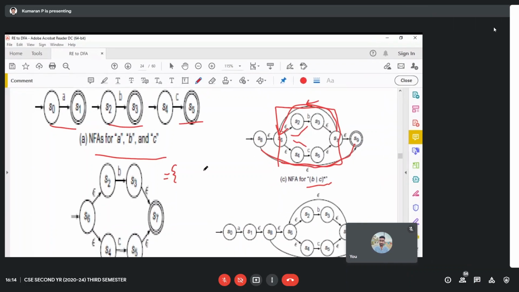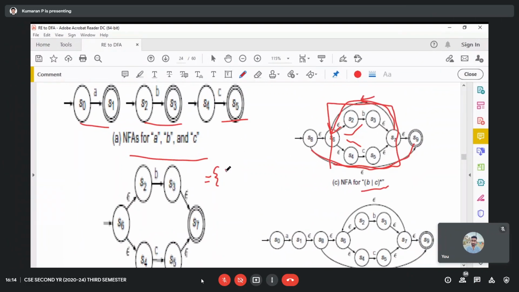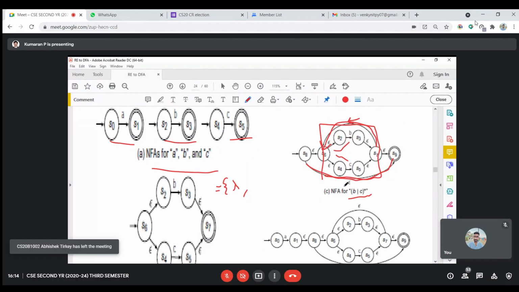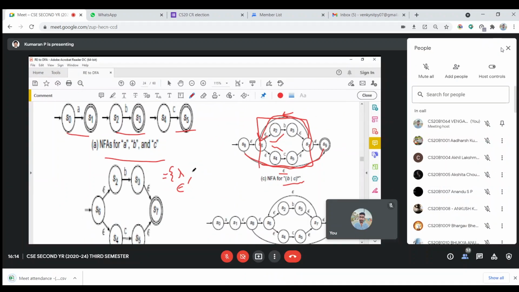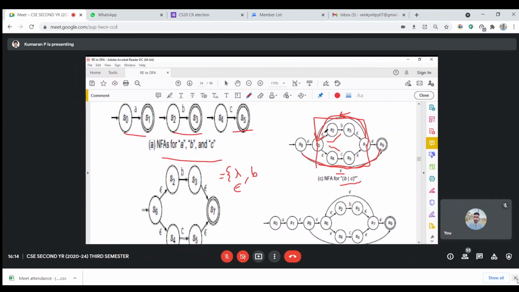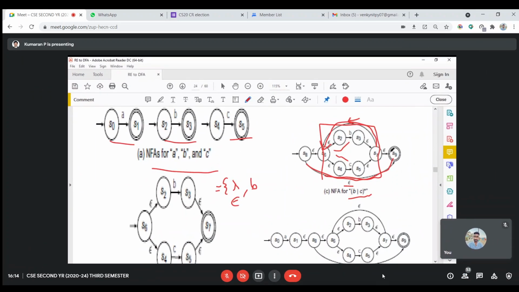Okay, so I'll tell you. (B or C) whole star. Star means lambda is also accepted. So yes, this is the starting state. Reading lambda, or epsilon, I can reach the final state. Single B is accepted: epsilon, epsilon, single B, epsilon, epsilon. Single C is accepted: epsilon, epsilon, C, epsilon, epsilon. Two times B is accepted. How? Epsilon, epsilon, B, epsilon, again come back with epsilon here.